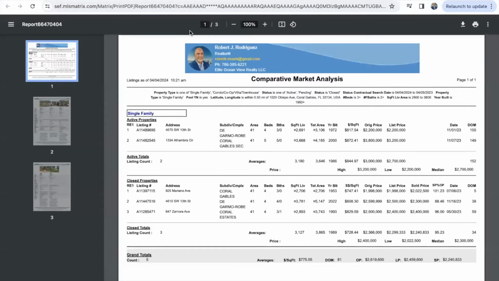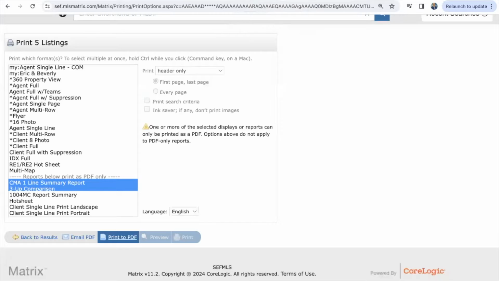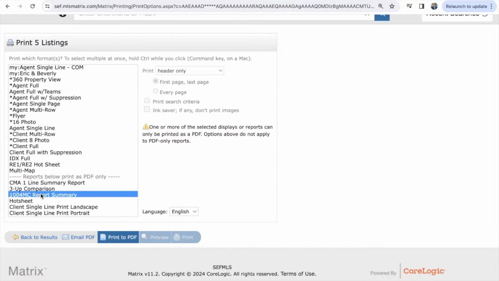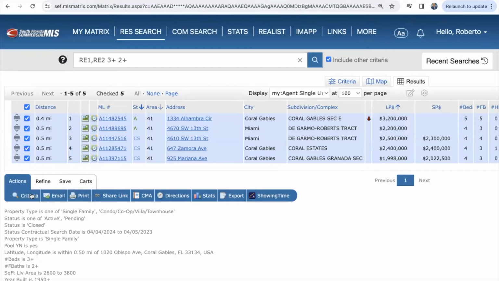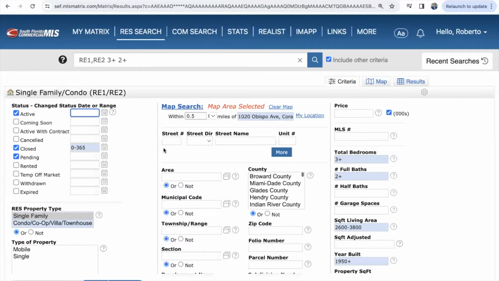Now, I'm going to close. No, let's leave it open, because I want to show you one more thing before we move away from this. You see over here where it says 1004 MC report. You may want to include that one too. However, we need to go back to the criteria for that. So we're going to go back to results and back to criteria. We're going to run in this location, and we're just going to remove the characteristics of the subject property.